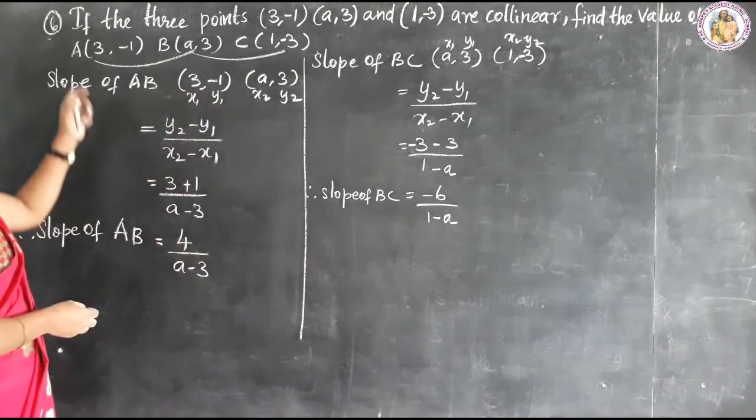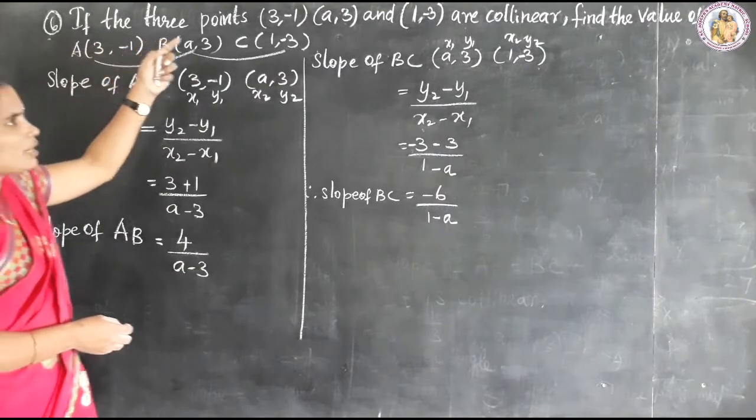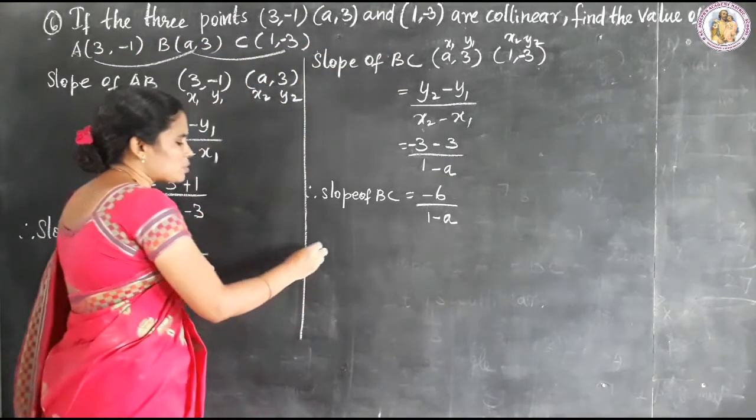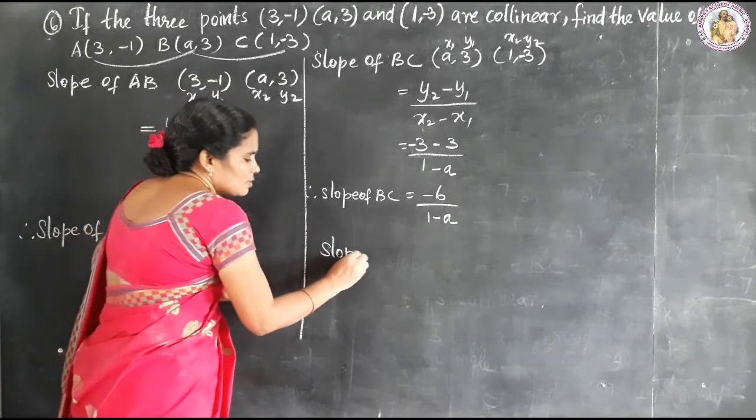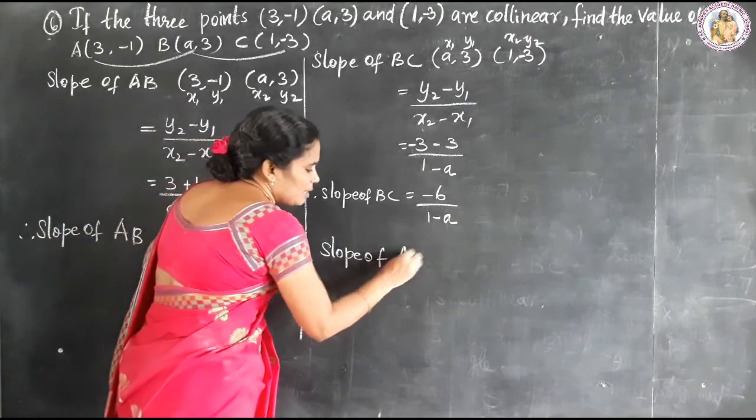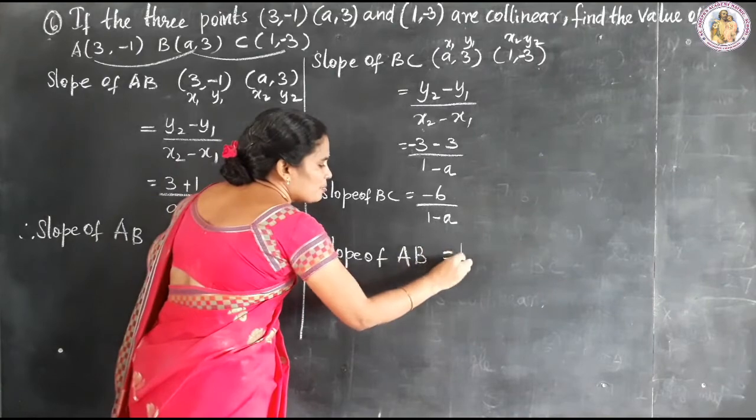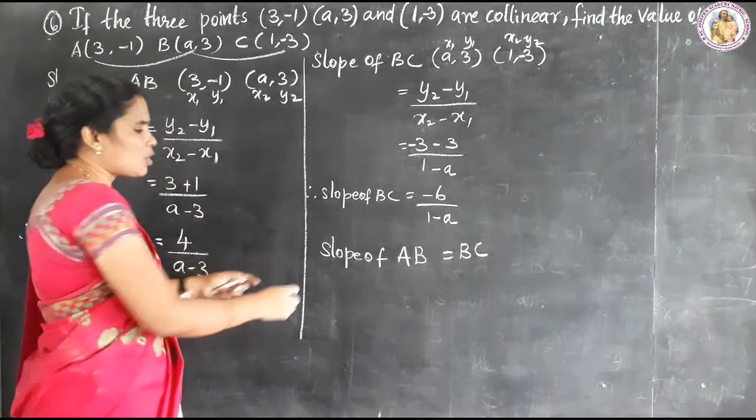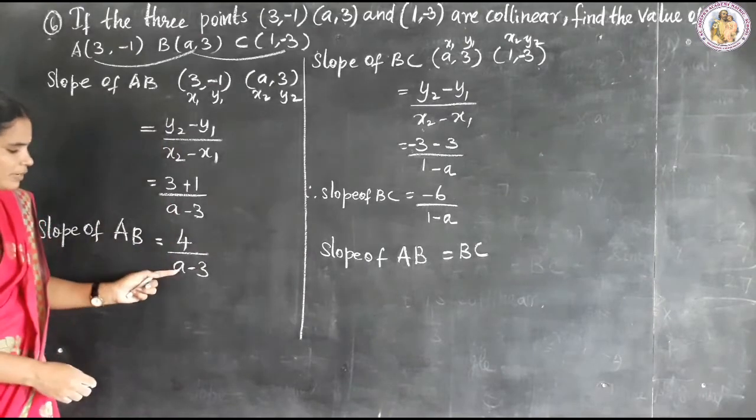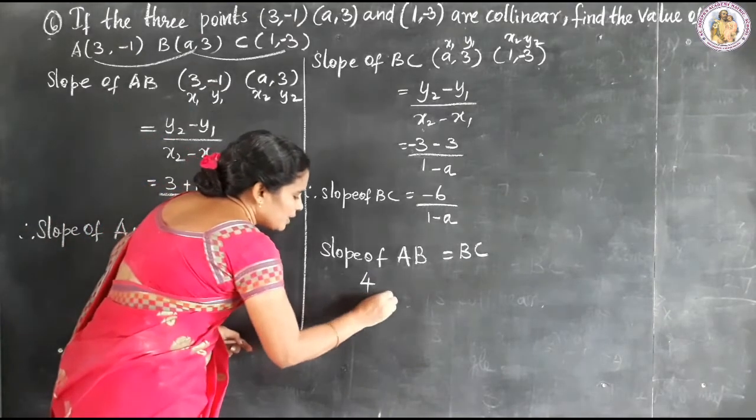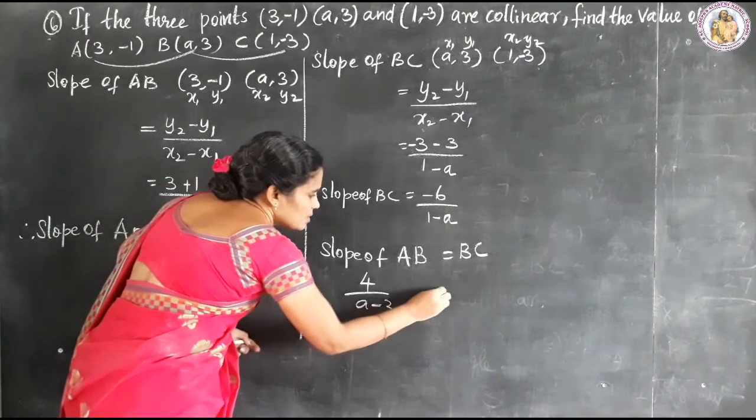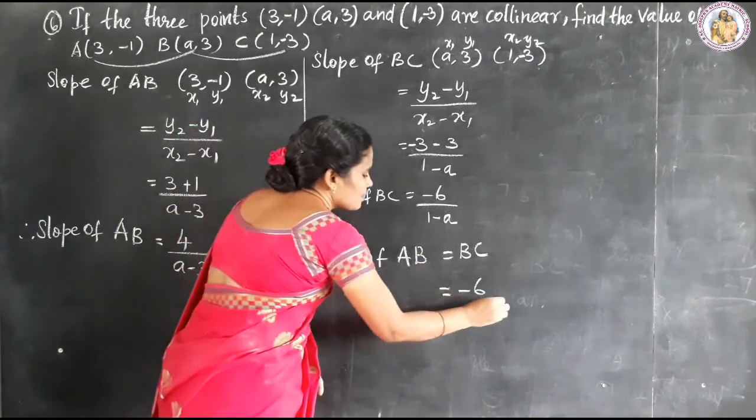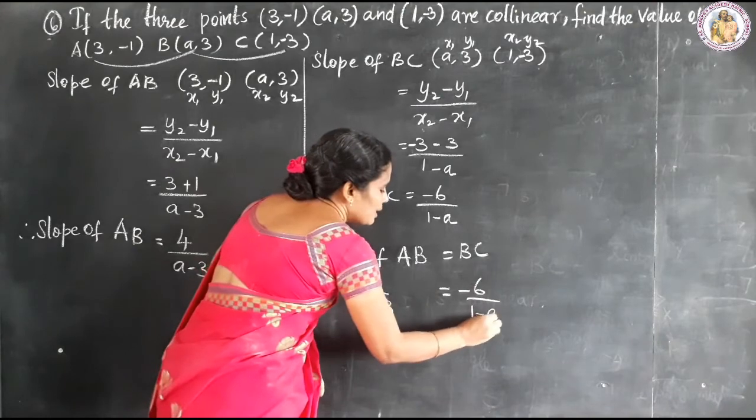And in the question it is given that the 3 points are collinear, you have to find the value of A. So collinear means slope of AB is equal to slope of BC. So from that condition, let us find the value of A. Slope of AB is equal to 4 divided by A minus 3, and slope of BC is given as minus 6 divided by 1 minus A.